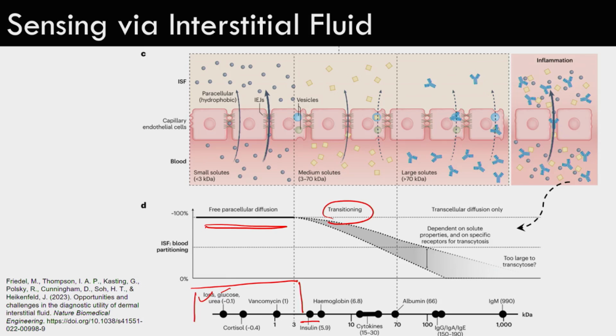Moving from paracellular diffusion, as the size of the analyte increases, the diffusion becomes harder and harder. During inflammation, if the endothelial layers become larger and the gaps between them widen, molecules can diffuse more easily, but that is only during some sort of inflammation. If that happens, you can detect an inflammatory marker, IgM. It's around 990 kilodalton, a very large molecule.